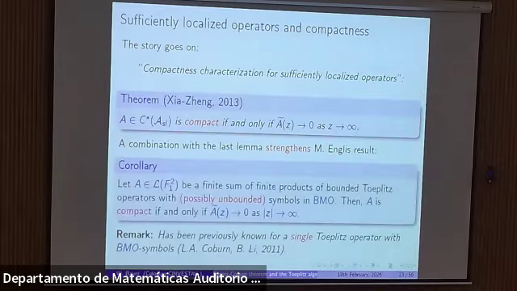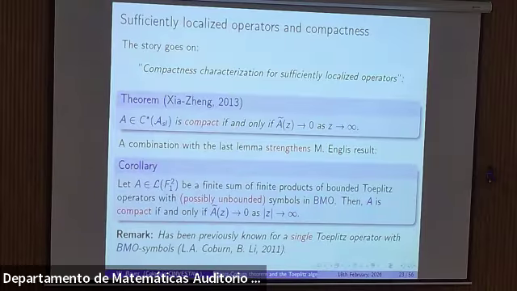And if we combine this with the previous result, then we can even extend the whole theory to Toeplitz operators with possibly unbounded symbols, which were not included in the previous result. And we get as a corollary the following. If you have an operator A which is a finite sum of finite products of bounded Toeplitz operators, with possibly unbounded symbols, but they have to be in BMO, not too badly unbounded, then again we have the compactness characterization. Then this operator is compact if and only if the Berezin transform vanishes at infinity.